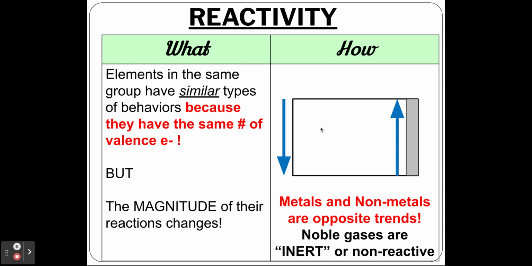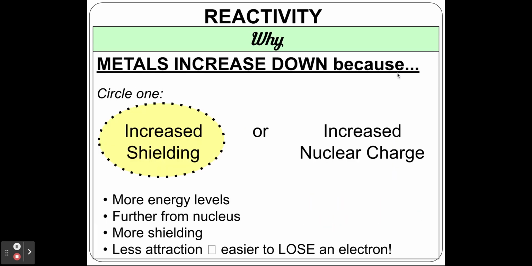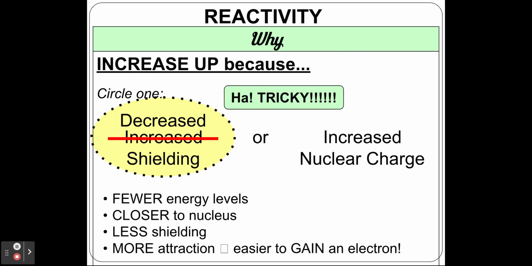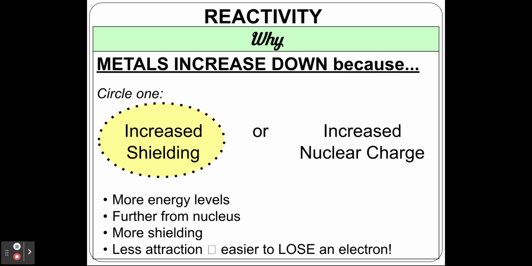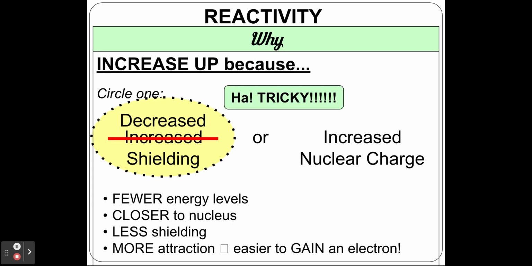So why is it that metals increase in reactivity going down, but nonmetals increase going up the group? Metals increase down because, again, we're looking at this issue of shielding, but really it's not increased, it's decreased shielding. That's a little bit tricky. So what's the best way to think about this? You have fewer energy levels. So when you're going down a group, and here we're talking about metals, right?